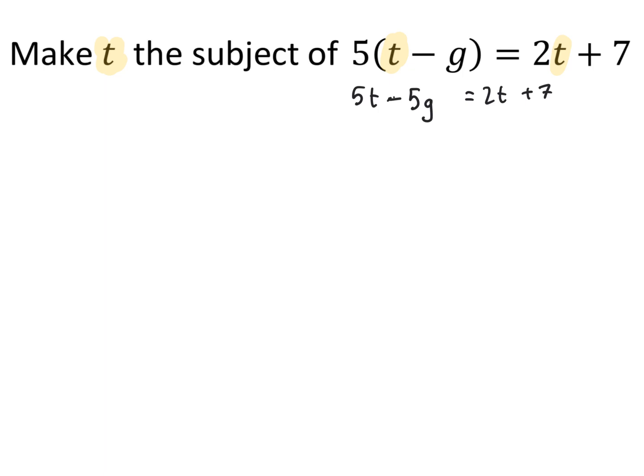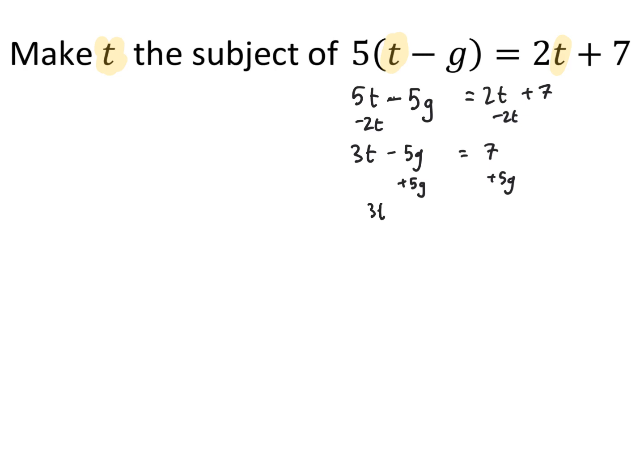I've got 5t on the left hand side, I've got 2t on the right, so I'm going to minus 2t from each side to leave me with 3t minus 5g equals, and on the right hand side I'll just have a 7. This now becomes just like the previous examples. I want to get the 3t on its own, so I'm going to add 5g to each side. It doesn't matter that this is 5 lots of g here, we're just treating this as one term. We need to get rid of this to get this bit on its own.